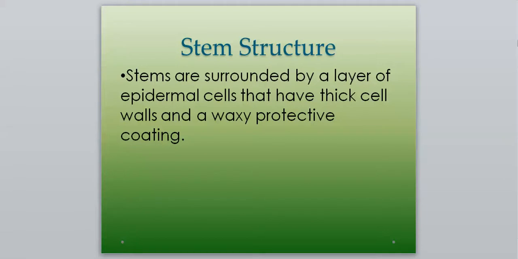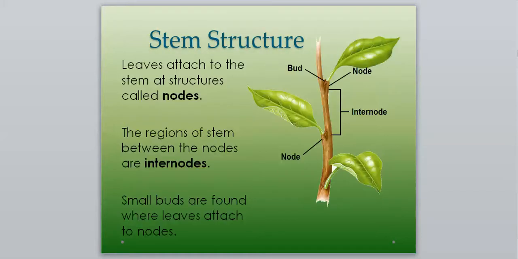Stems, to start, are surrounded by a layer of epidermal cells that have thick cell walls and a waxy protective coating. So this is just to protect the stem because, again, it needs to hold up a lot of the same thing, a lot of leaves to help the plant photosynthesize. Sorry, not to reproduce, just to photosynthesize. So that's why it needs to be strong and have that thick cell wall and then a waxy protective coating.